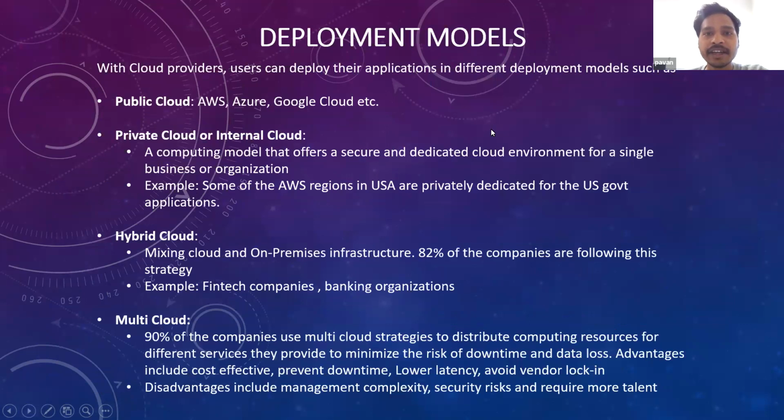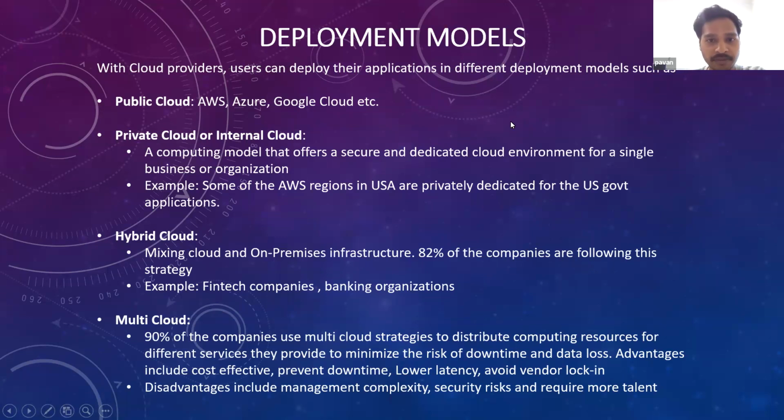So there are different deployment models in the cloud. Users can deploy their applications in different models, such as the public cloud, where they can deploy on AWS, Azure, or Google Cloud, etc. And then a private cloud or internal cloud, which is a computing model that offers a secure and dedicated cloud environment for a single business or organization.